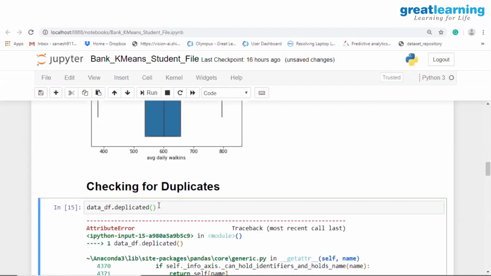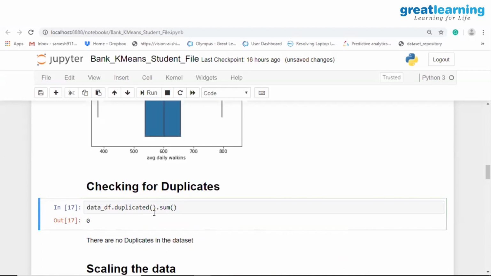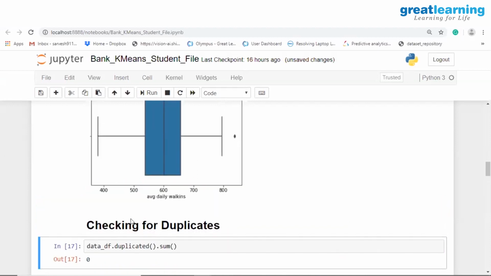Sir, is the k-means algorithm affected by the outliers? Yes, it is. Let us see what to be done. Duplicates: there are no duplicates.